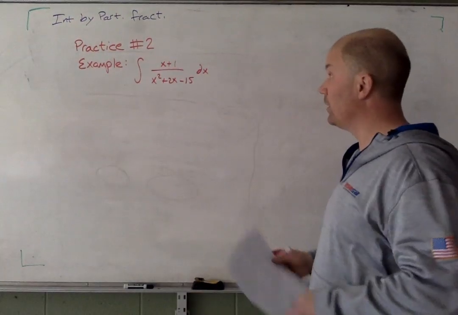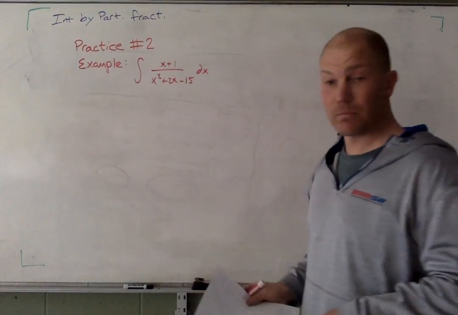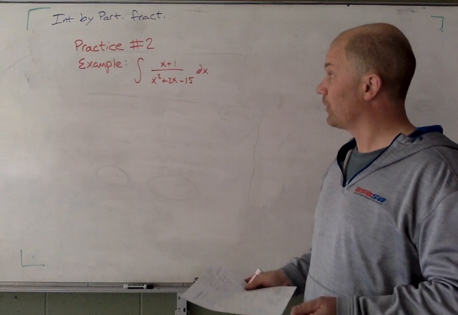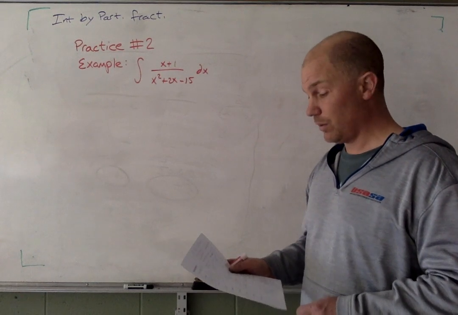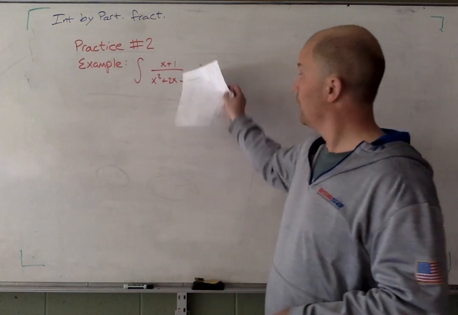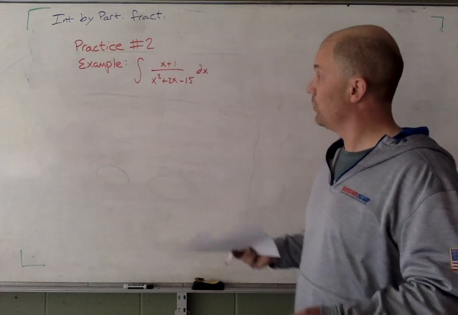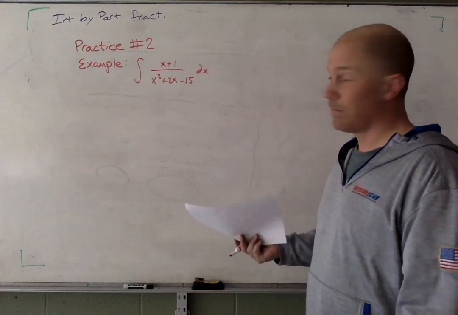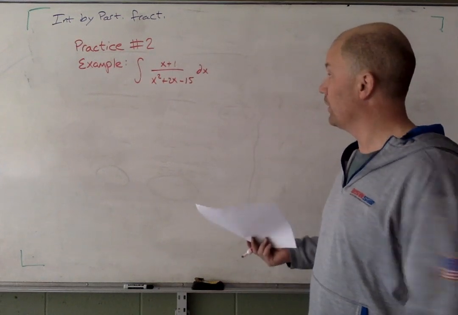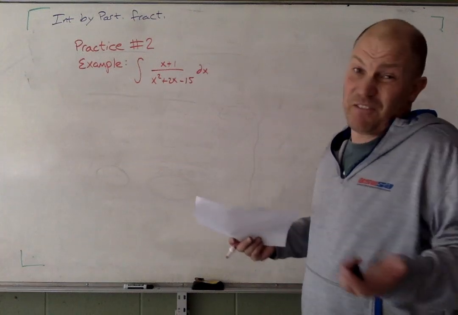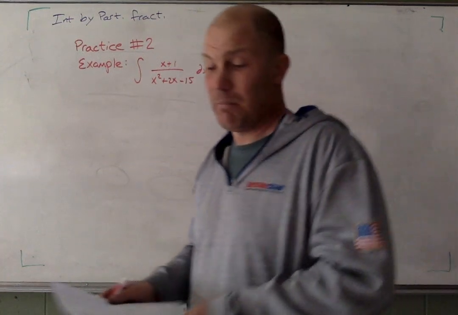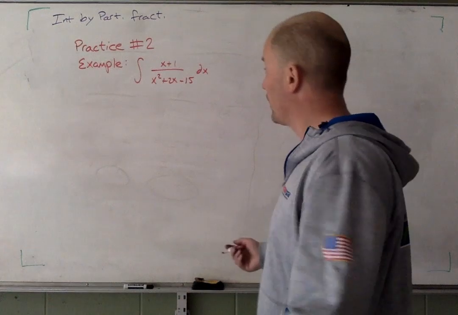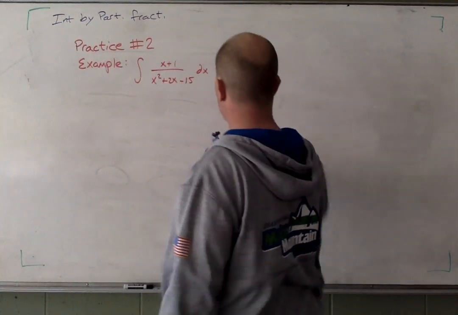Hey again. I am going to do practice number 2. It might look a little different than the one that I did before because notice in the numerator it's actually got 2 terms. It's got an x and a 1. So it works out the same, but it might feel different. So we start out by factoring the denominator.